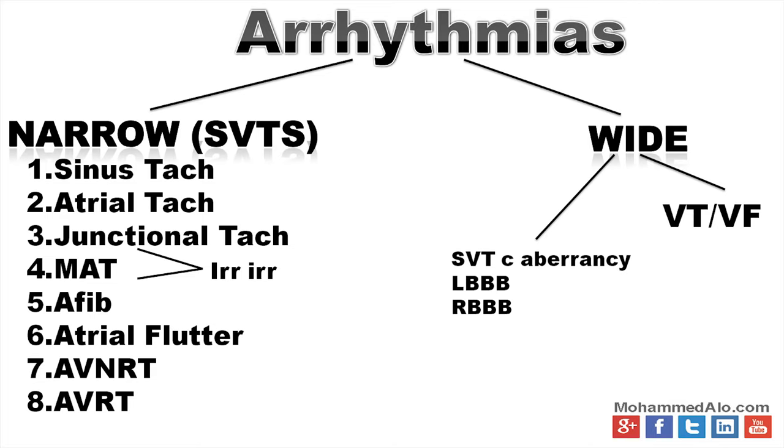The next two, 4 and 5, are both irregularly irregular. That's why I put that there. You have MAT, which is multifocal atrial tachycardia. This just means that there's multiple areas in the atria that are firing and causing three or more different looking P waves. You have to have at least three or more different looking P waves, because if you have two different P waves only, then that's the sinus P wave and an ectopic atrial extra P wave. So that puts you at an ectopic atrial rhythm. So it has to be at least three or more. Usually this is due to lung disease or some kind of lung pathology. If you fix the lungs, you'll fix the rhythm.